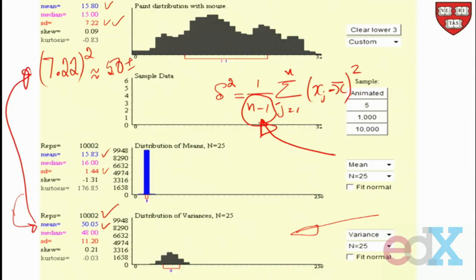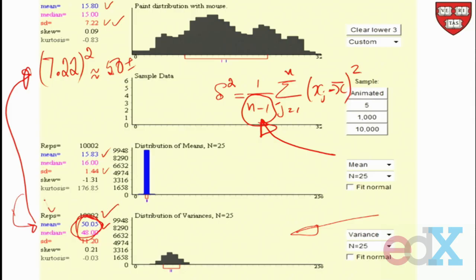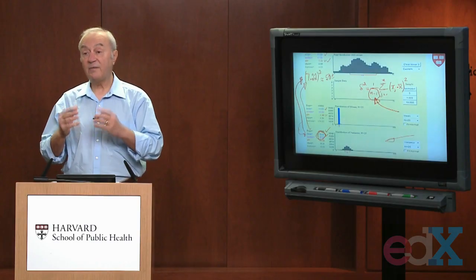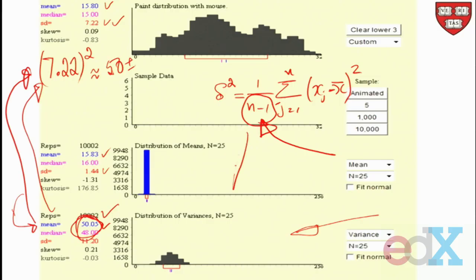We divided by n minus 1 so that I can make this statement to you, namely that the mean of the sample variances is equal to the population variance. I can only make that statement if, in fact, we divide by n minus 1 and not n. If we divide by n, then this sample variance will be a smidgen too small.